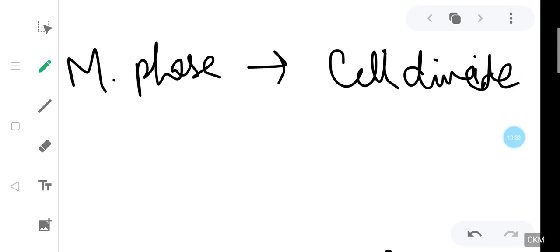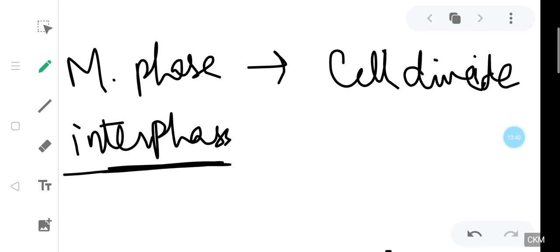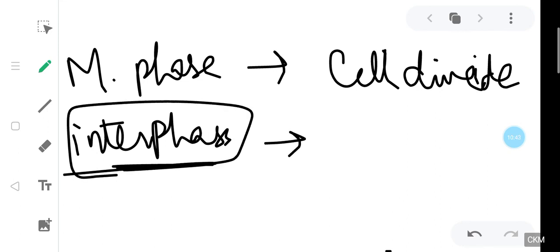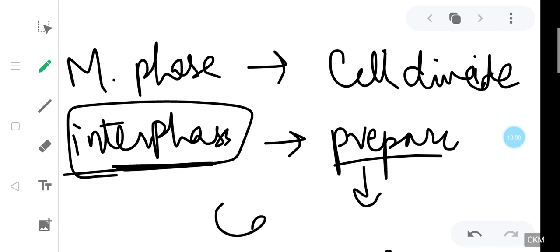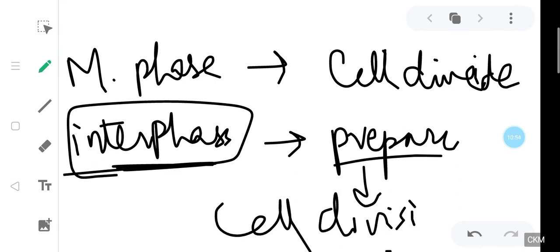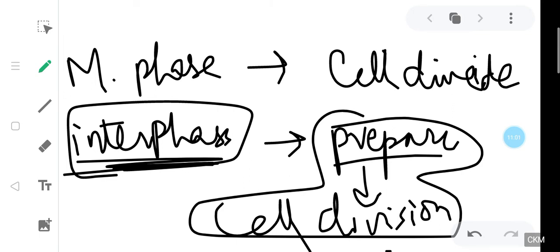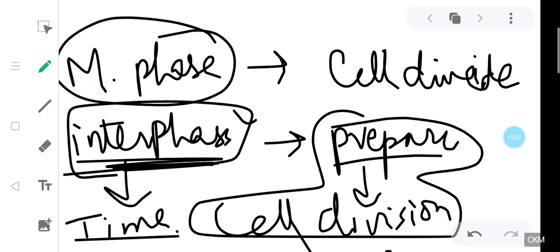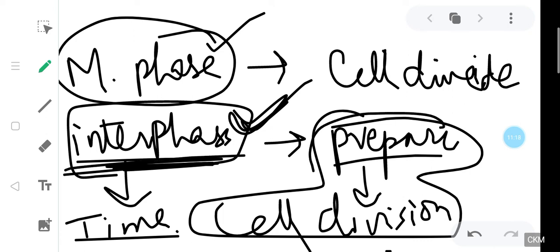But in the interphase, what is happening? Listen to me very carefully. Basically, in this phase, the cell prepares itself for the cell division. That's why the interphase takes too much time as compared to the mitotic phase. The interphase takes too much time while the M phase is for less time, because in the interphase the cell prepares itself for cell division.